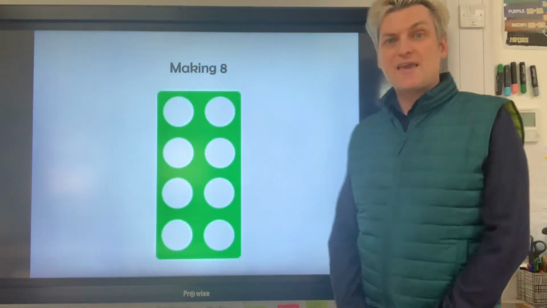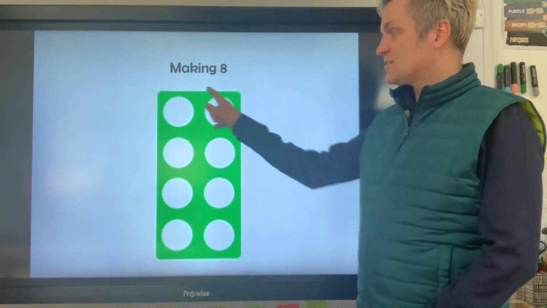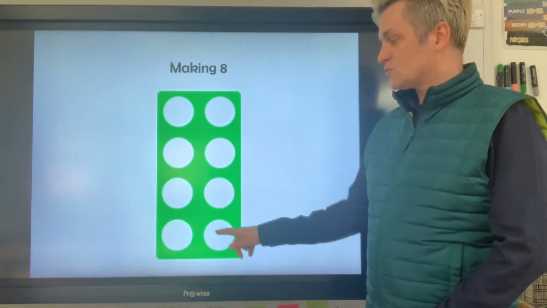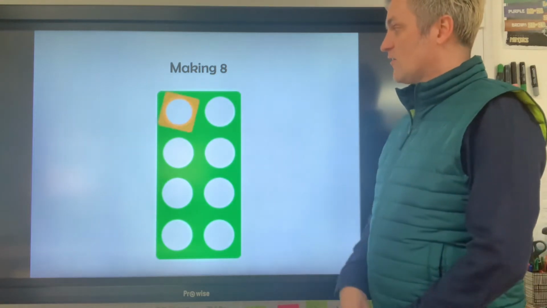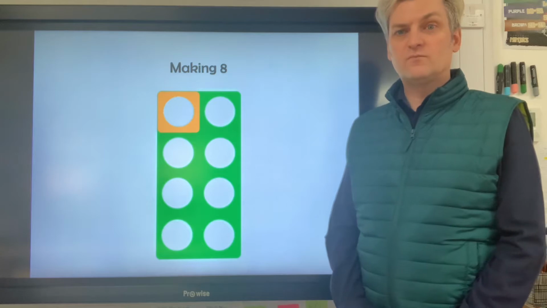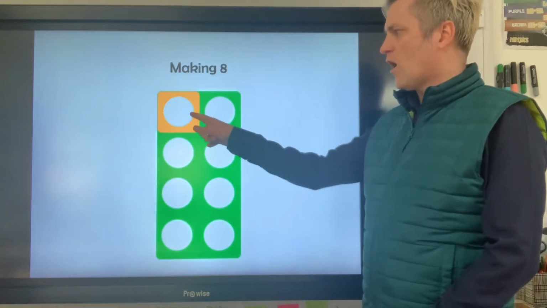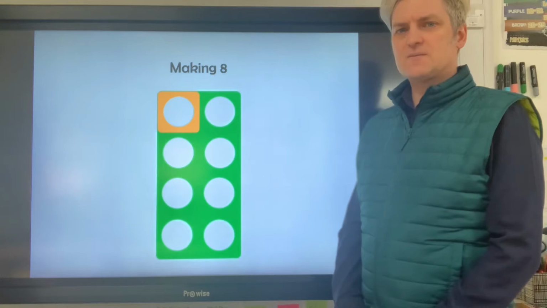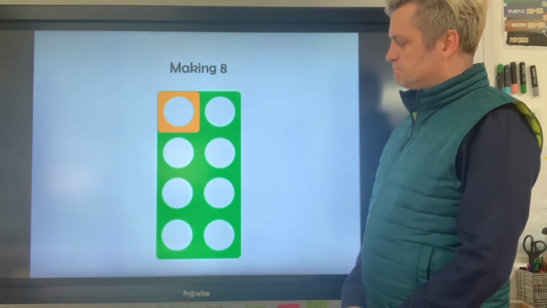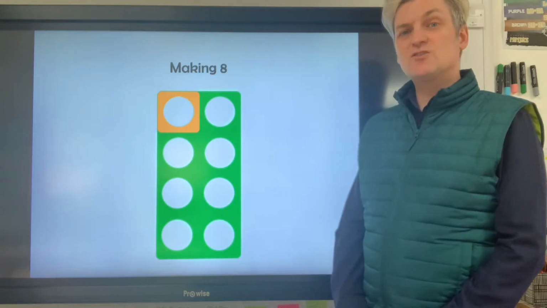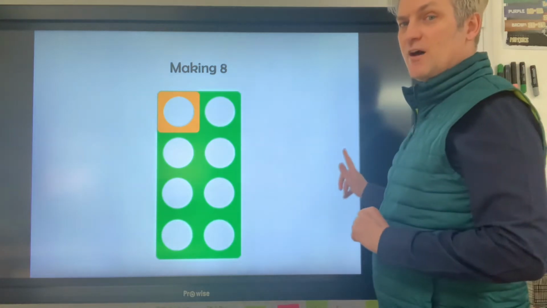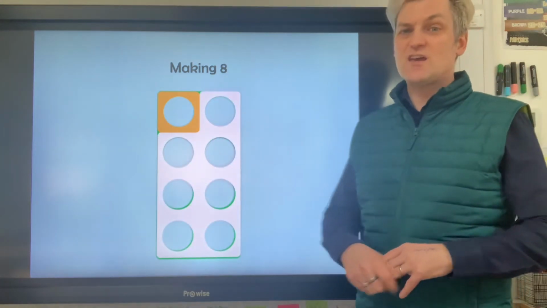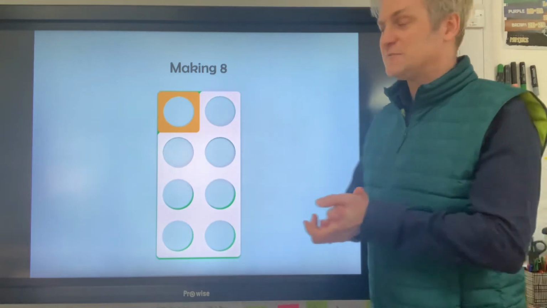Okay, here we go. We're going to have a go at making the number 8. So here's the 8 Numicon. 1, 2, 3, 4, 5, 6, 7, 8. And we're going to start with the number 1. So what else do we need to go with 1 to make the 8? Have a look. What answer did you get? What number? Shout it out. Did you say the number 7? Because if you did, well done, you got it right.